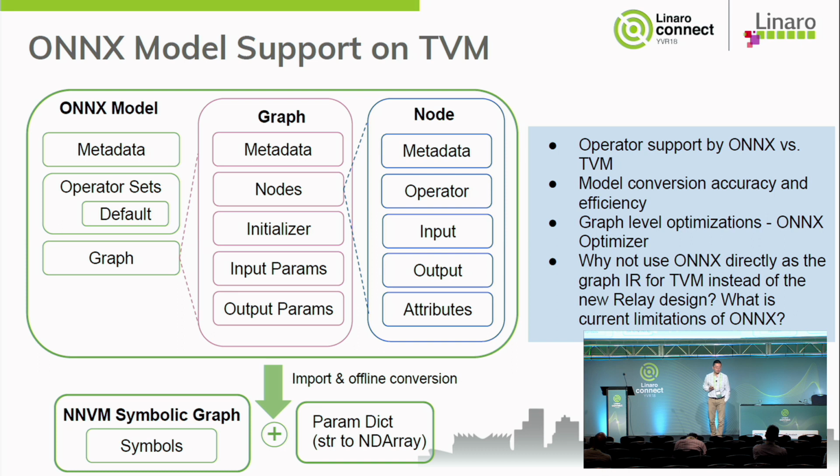So how do we support ONNX models in TVM? An ONNX model defines the graph and the nodes. We need to import it and do some offline conversion to the NNVM symbolic graph. So there is an ONNX front end implemented in TVM to support ONNX models. I think there are some angles or factors we need to think about to support ONNX models in TVM.